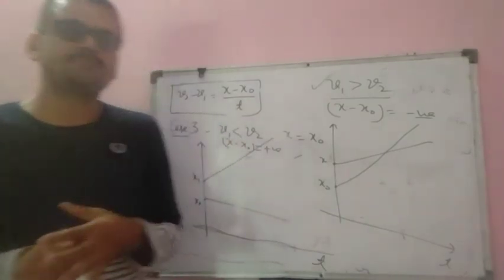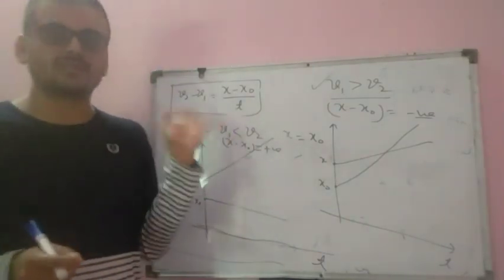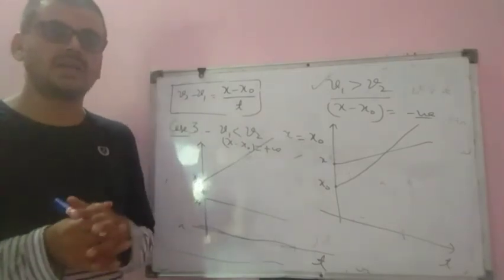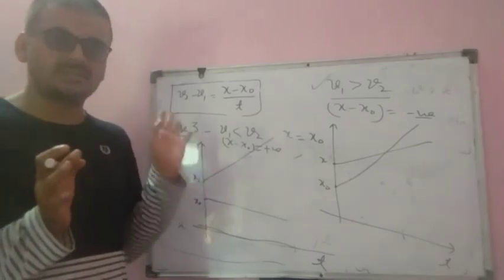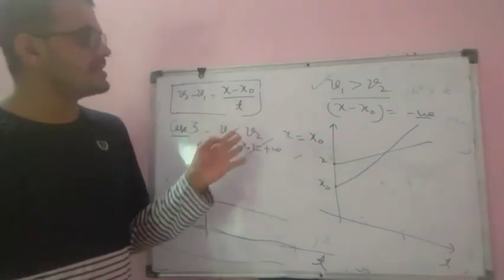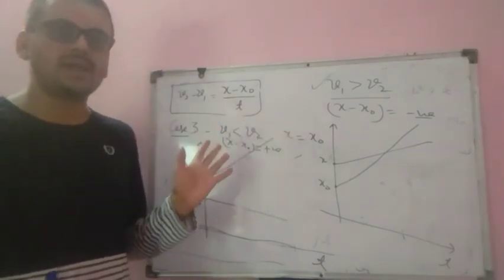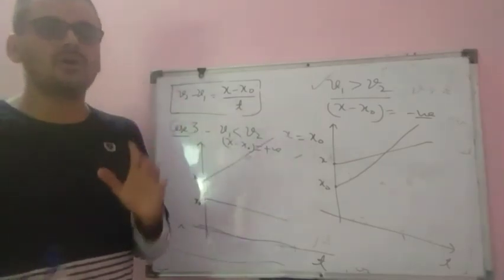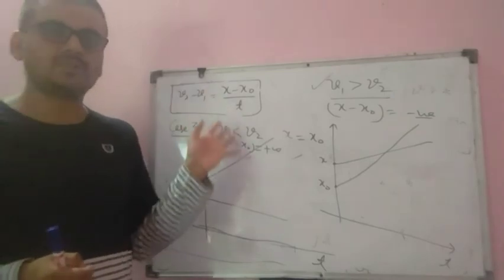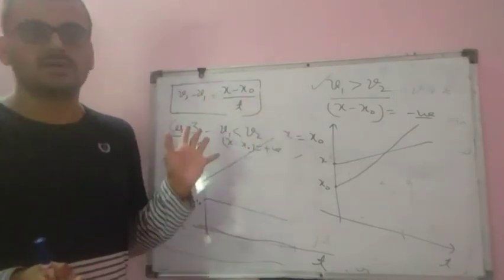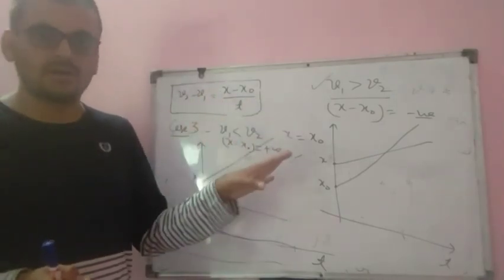So student, now this chapter is completed. We have discussed each and every question, every topic of this chapter. The name of the chapter is motion in straight line. Now in next video we will discuss the numericals of every topic, okay, based on this chapter.